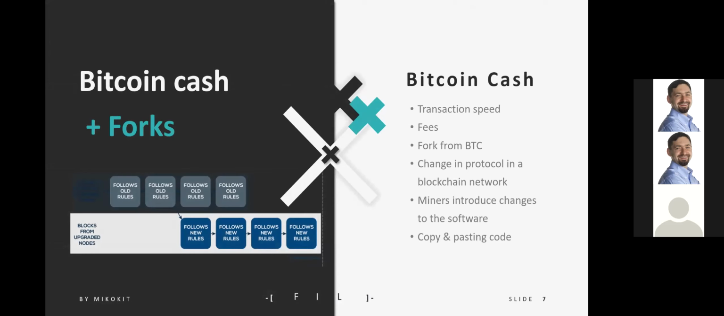There's also Bitcoin Cash, which is another altcoin that we'll go into a bit of detail. And then the previously mentioned topic of forks, which I'll explain now.